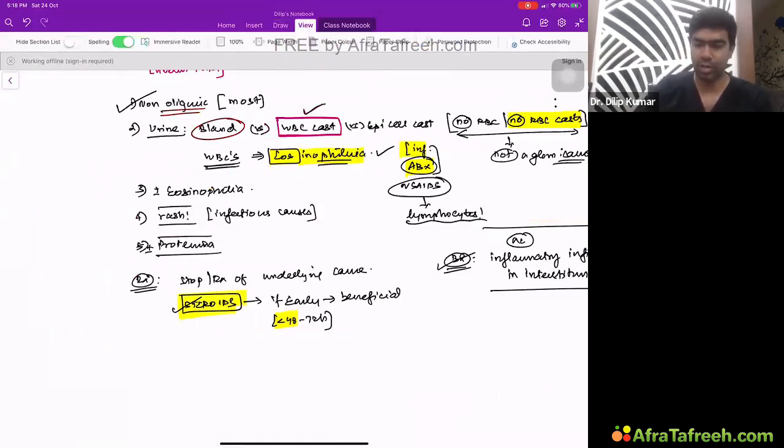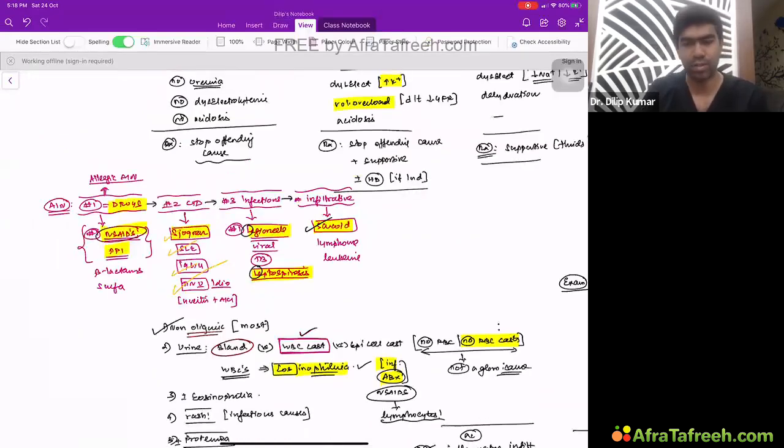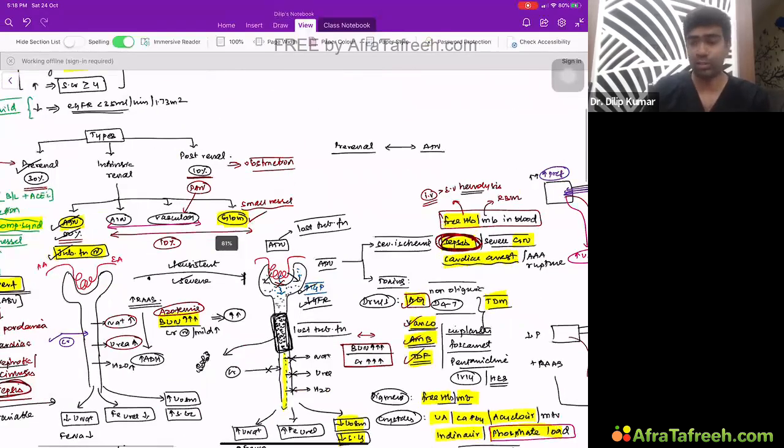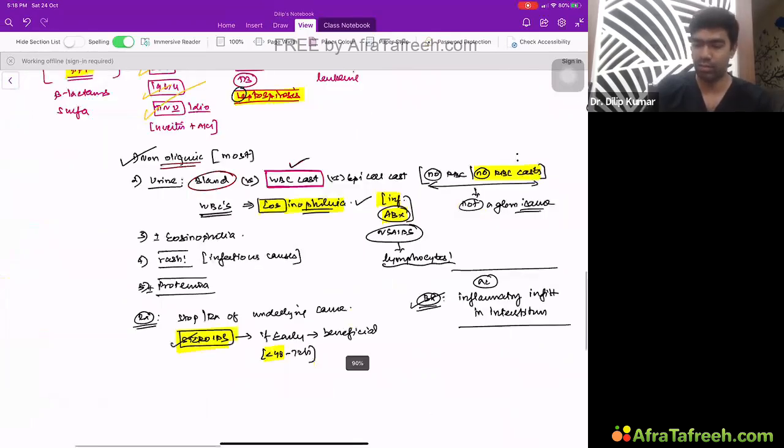So this is acute interstitial nephritis. Very, very important for exams. So the causes and the probable treatment. Then we are going to vascular causes. Do you understand whatever I told till now?